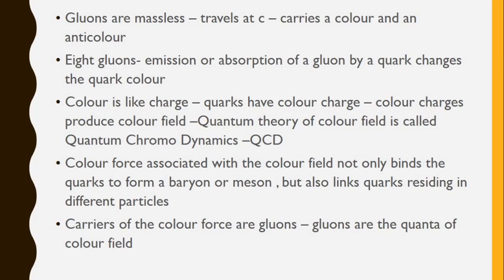So quarks have color force between them, gluons are the exchanging particles between the quarks, and gluons are the quanta of the color field. Since the quarks have color charges, there is a color field produced by these color charges, and the quanta of this color field are the gluons. So that's about the quark model.